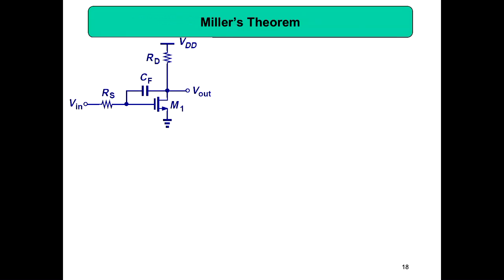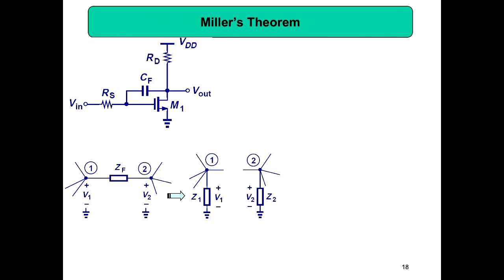Miller came up with Miller's theorem, which I already discussed. When you have a capacitor, what Miller suggested is you split this capacitor into two: one connected between input and ground, another between output and ground. He took the impedance value of the capacitor. So the capacitor CF has an impedance value of ZF. This point is 1, this point is 2. The voltage between this point and ground is V1, and the voltage between the other point and ground is V2.